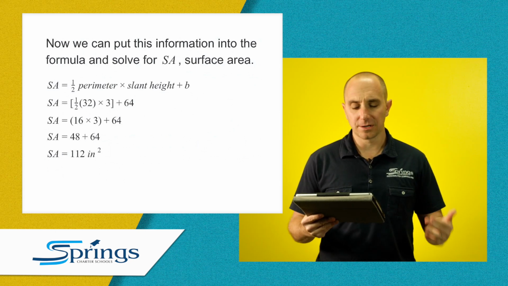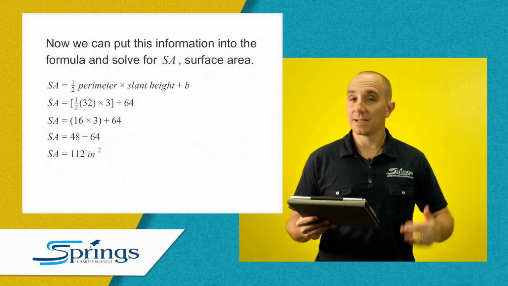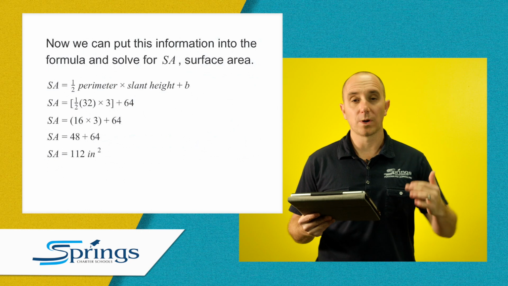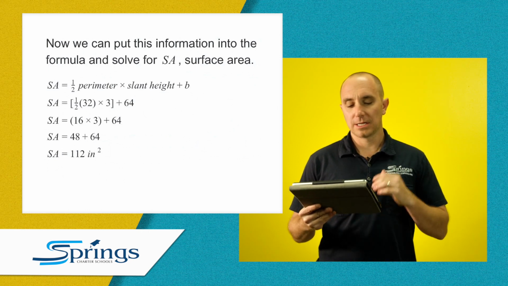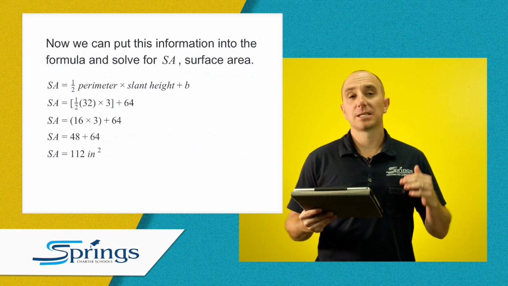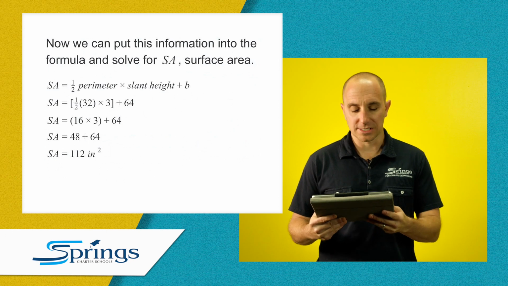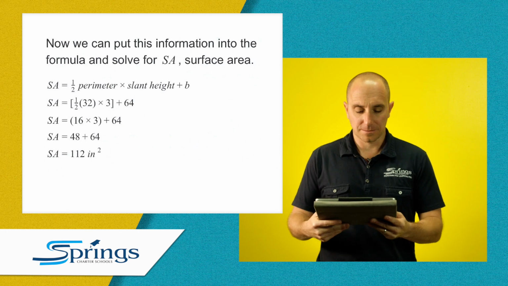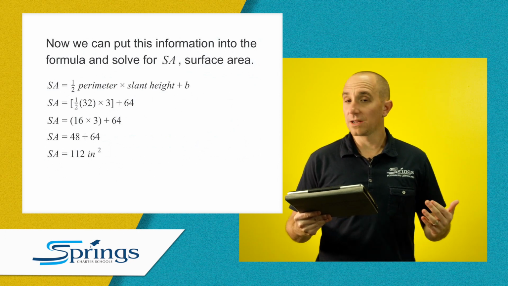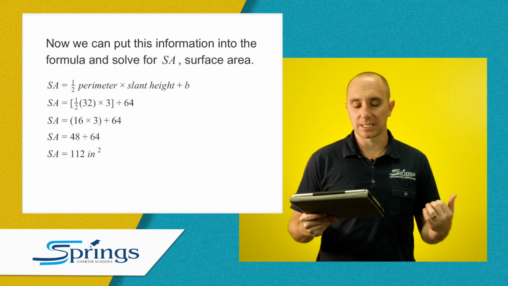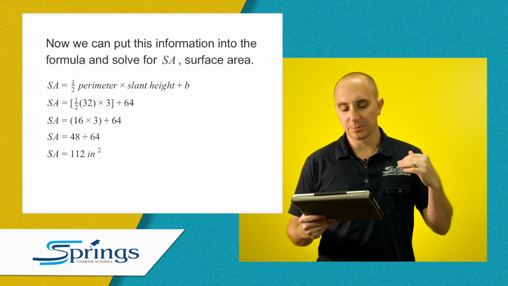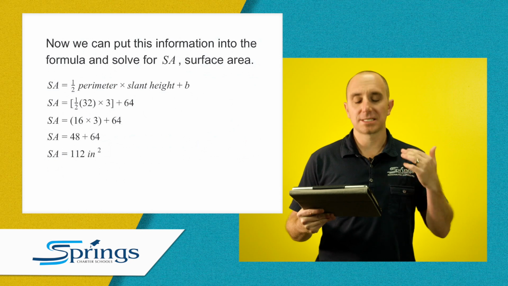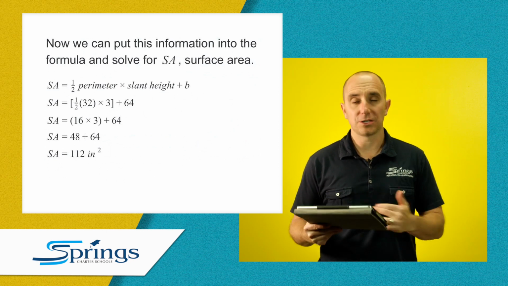Surface area equals 1/2 perimeter times slant height plus B. So let's just plug and play. Surface area equals 1/2, the perimeter was 32, times 3 plus 64. So that's our base. Our slant height was 3 and our base was 64. Remember, it's the area of the base. Now we solve. 1/2 of 32 is 16, and then we have 16 times 3 plus 64. 16 times 3 is 48. 48 plus 64 is 112 inches squared.